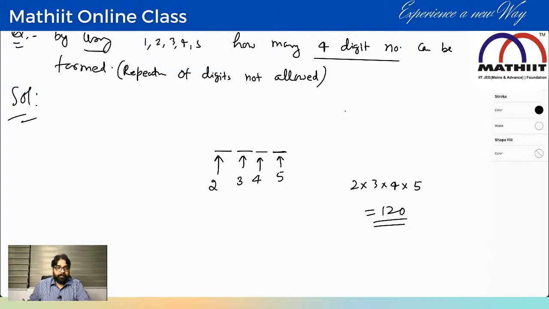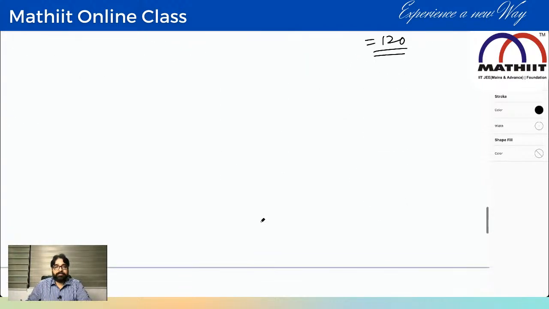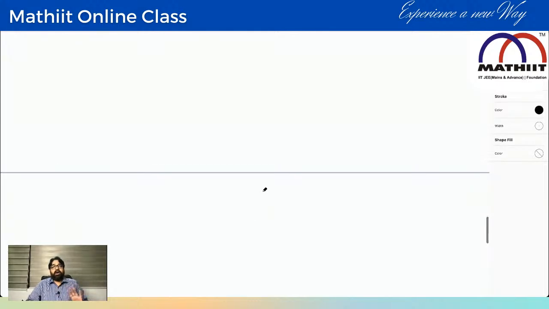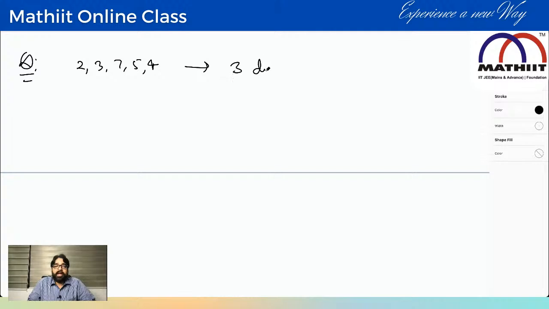Chaliye, let's see further into this. Now completely counting we are going to do by using objects. It's not necessary that the objects will be there. If objects are not there, that is a much simpler problem; they create it only by using objects. Now imagine I am asking you: by using the digits 2, 3, 7, 5, 4, how many 3-digit numbers can be formed? Everybody answer. How many 3-digit numbers can be formed? Very, very simple question.